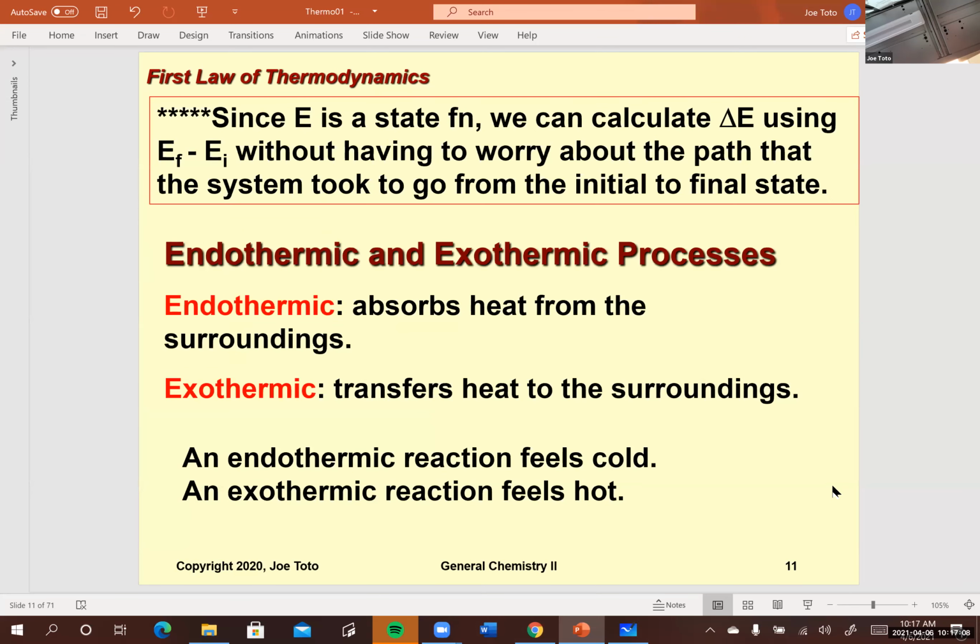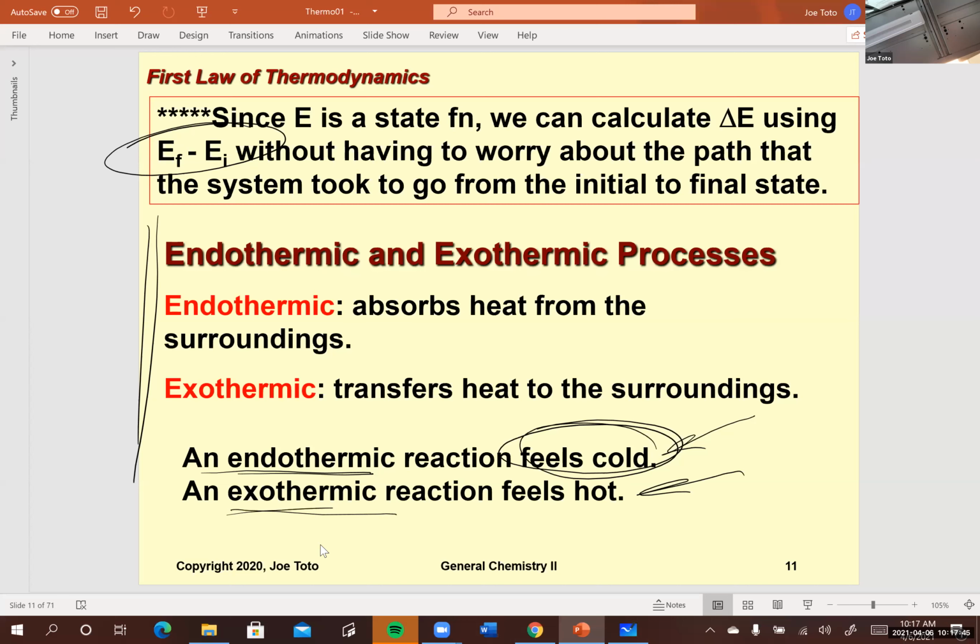Okay, so now we go back to some of the things that you looked at in Chem 200. Since internal energy is a state function, I can find changes in it by just looking at the energy of the 2 points. We remember our exo and endothermic definitions and how that is experienced as far as the surroundings. In an endothermic reaction, heat's absorbed, so the surroundings get colder. In an exothermic reaction, heat's given off, so the surroundings get hot.